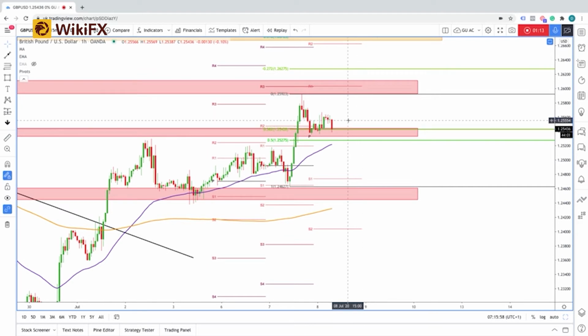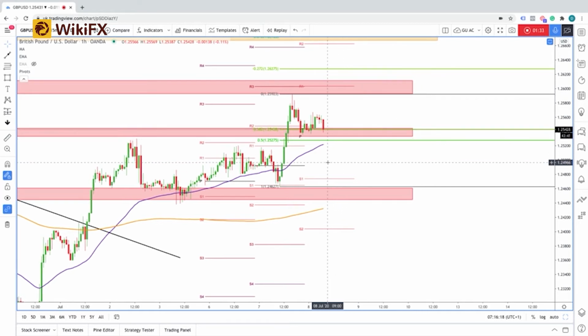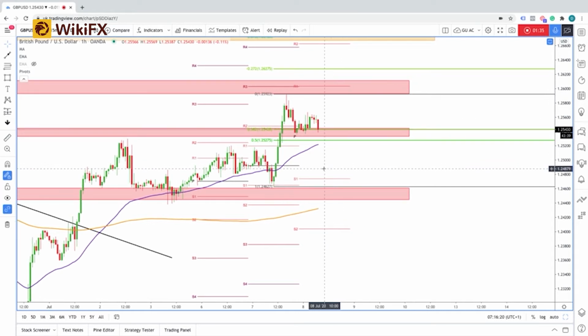Now we saw sterling strength yesterday across markets as we saw some optimism in relation to EU and UK trade talks, and we also had a budget that is set to be announced today by Chancellor Sunak. Now, moving into today's session, what are we likely to see?